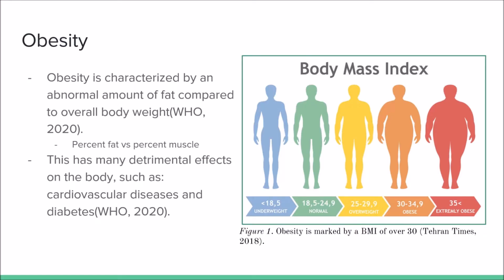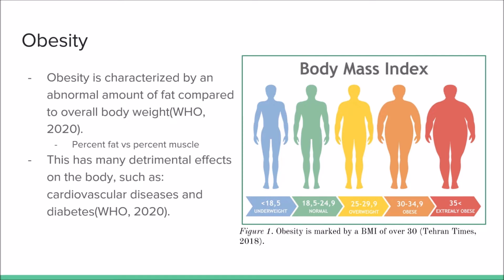Obesity is often characterized by an abnormal amount of fat compared to overall body weight. This is often seen as comparing how much fat makes up the total weight of the body. Another thing to consider when talking about obesity is looking at percent fat versus percent muscle. Someone might weigh a lot, but that might be because it's mostly muscle. In that case, their BMI would not be as high as it would be expected with someone that has a higher percent fat versus percent muscle.